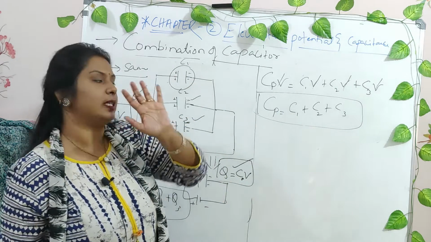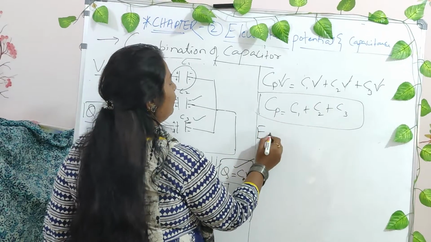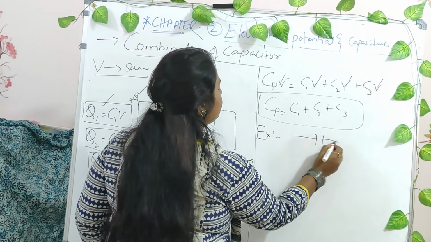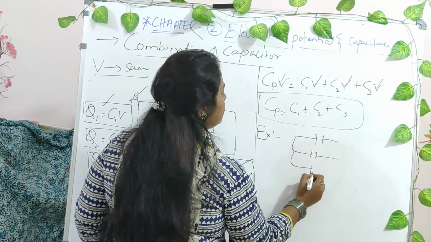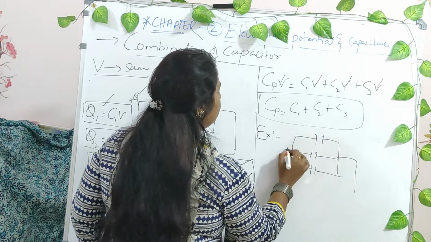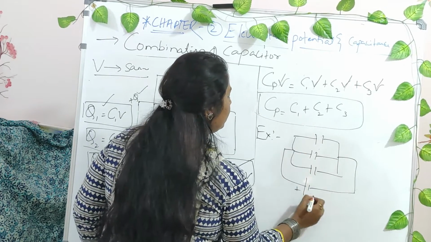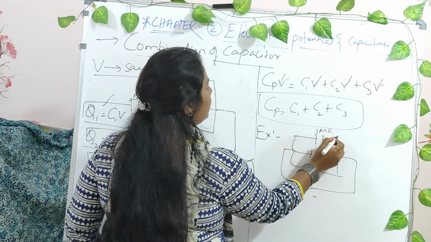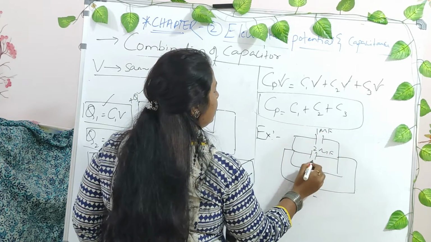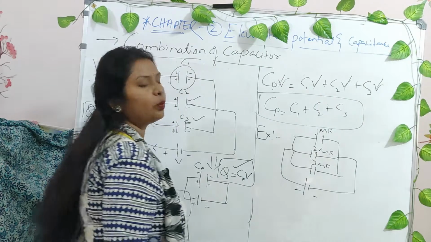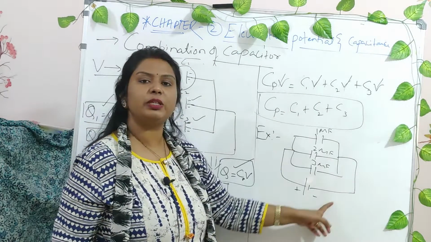Say for example, you have a circuit. This is the first capacitor, second capacitor, third capacitor, right? They are connected in parallel, right? The first is 1 microfarad, 2 microfarad, 3 microfarad, right? This is the combination, right?